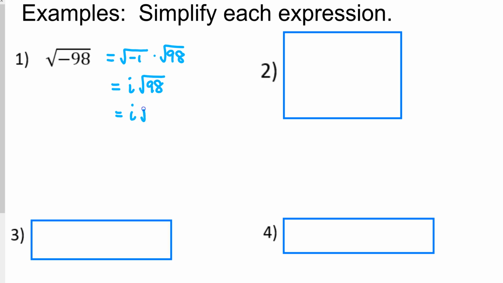The square root of 98 can be broken down into the square root of 49 times the square root of 2. And we know the square root of 49 is 7, so we have 7i square root 2. We just write the 7 before the i because it looks better. We don't write i7, we write 7i. Just like if we had 7x, we wouldn't write x7, we would write 7x. Okay, so this expression has been simplified. Let's take a look at number 2.